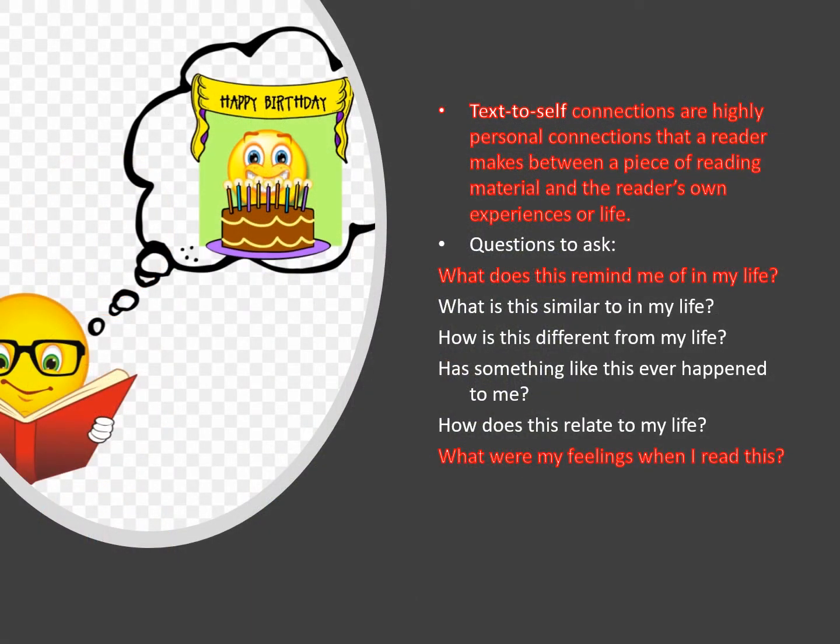In this slide, we are going to look at text to self in a little bit more detail. Text to self connections are highly personal connections that a reader makes between a piece of reading material and the reader's own experiences or life. While you are reading, to make connections to your own life, you should be asking yourself some questions. What does this remind me of in my life? What is this similar to in my life? How is this different from my life? And so on. To relate the text to yourself, you need to be constantly relating the actions of the character to your own life. It's very, very important you do that, as it will give you a deeper understanding of how the character is feeling and thus how the character may react.